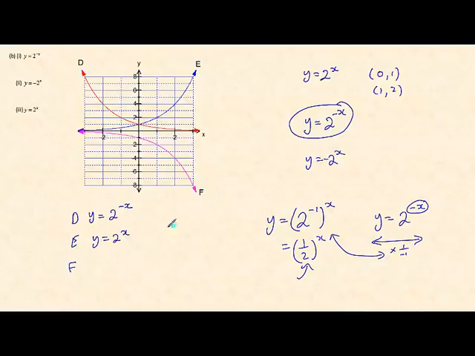So by a process of elimination, F is y equals negative 2 to the x, but if we actually think about that one, it's a transformation of the form y is a f(x), where a is negative 1, and that's going to give us a reflection in the x-axis, which is exactly what we see.